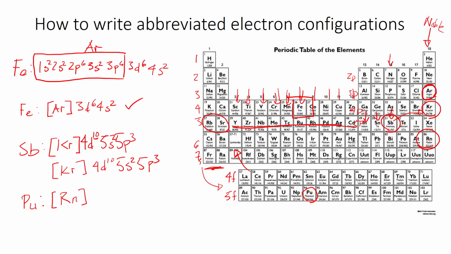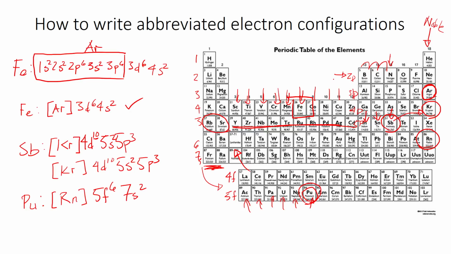Okay, and then we just do these guys here, which is 7s2, and then this guy here, which is 5f 1, 2, 3, 4, 5, and 6. 5f6. Okay, I hope you're getting it. Basically, all I'm doing is I'm identifying what sublevel they are, and I'm just counting down from the left to the right. Okay, that's all I'm doing.